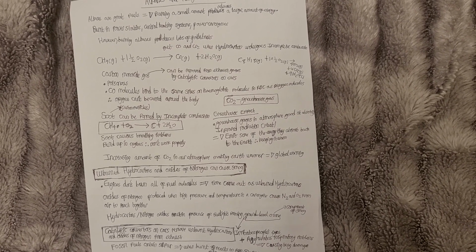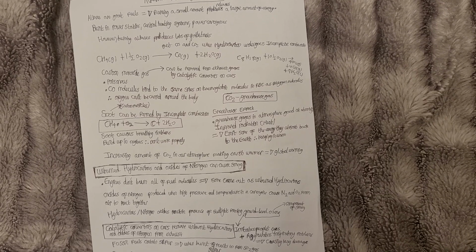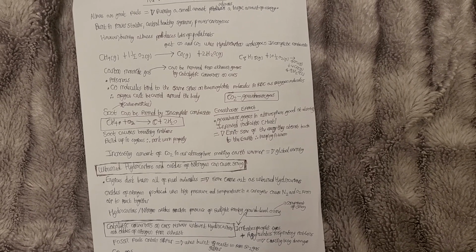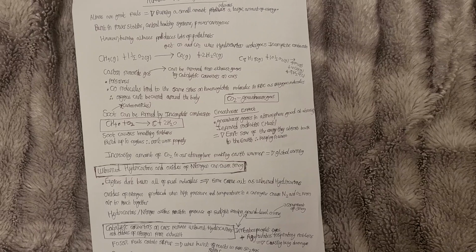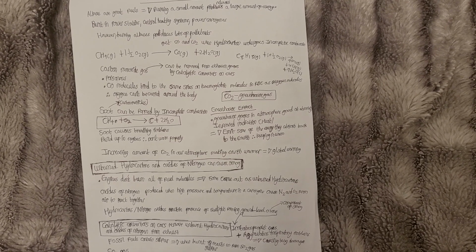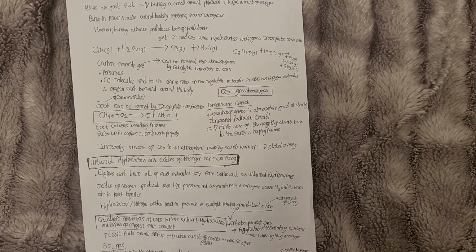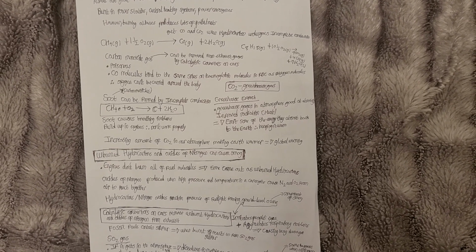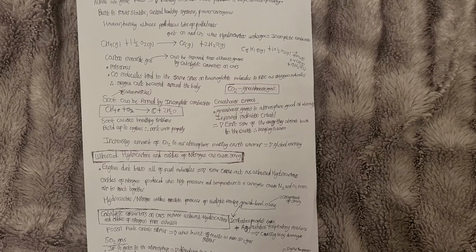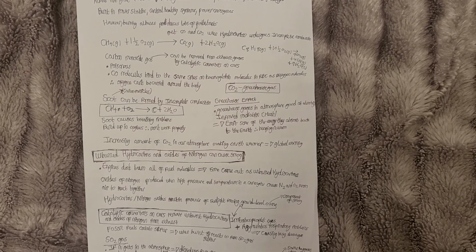Carbon dioxide is a greenhouse gas. Greenhouse effect: greenhouse gases in the atmosphere are good at absorbing infrared radiation, heat, and emit some of the energy they absorb back to the earth, therefore keeping it warm. Increasing the amount of carbon dioxide in the atmosphere makes the earth warmer. This whole process is called global warming.